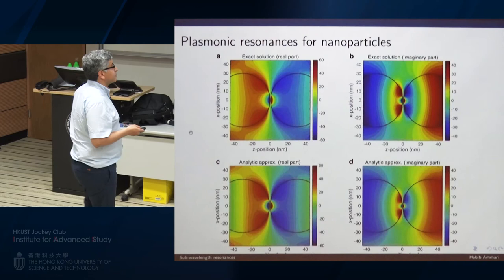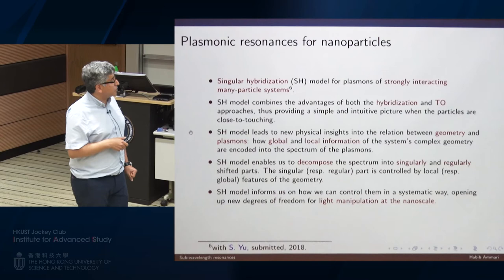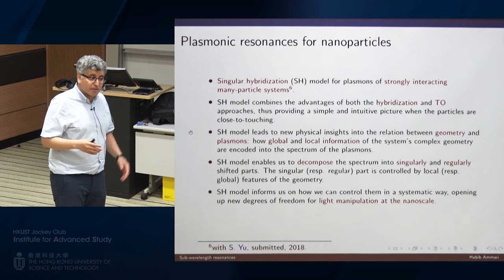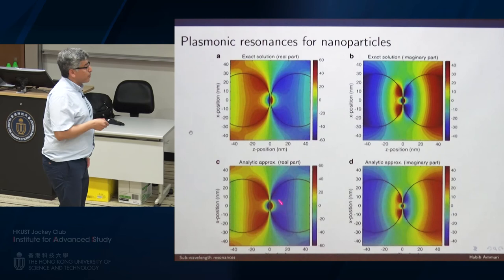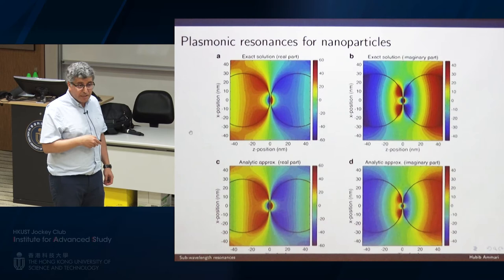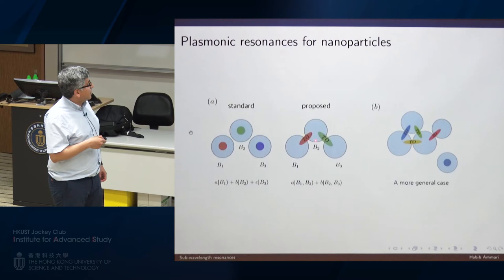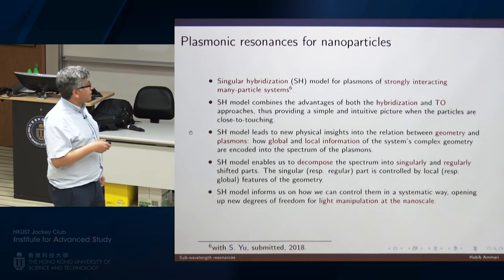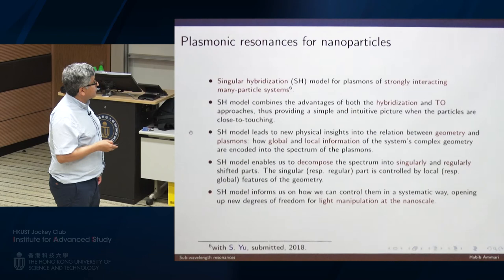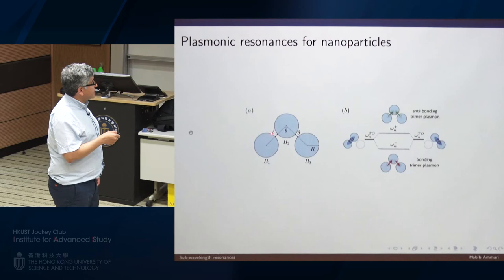So we have developed the singular hybridization model for plasmons of strongly interacting many particles. This is for an arbitrary number of spheres, and they may have different radii. So what's the idea? Everything is about this blow-up of the field, about the interaction of the spheres. The field is strongly confined here. So a good approximation is the hybridization of these transformation optics modes, the singular modes here. Everything can be described by their interaction in this gap.